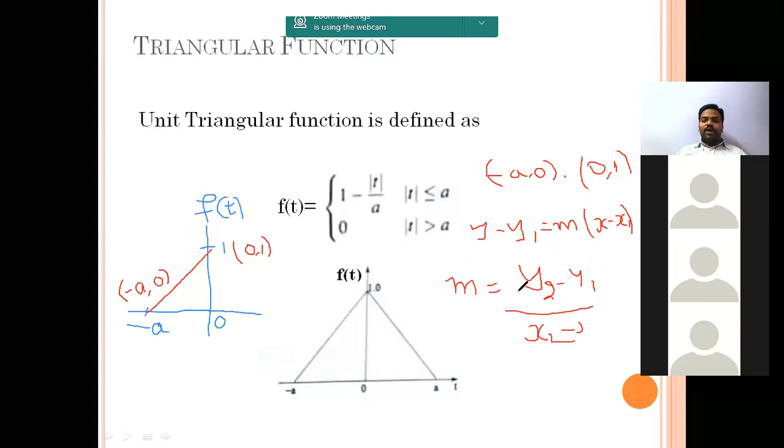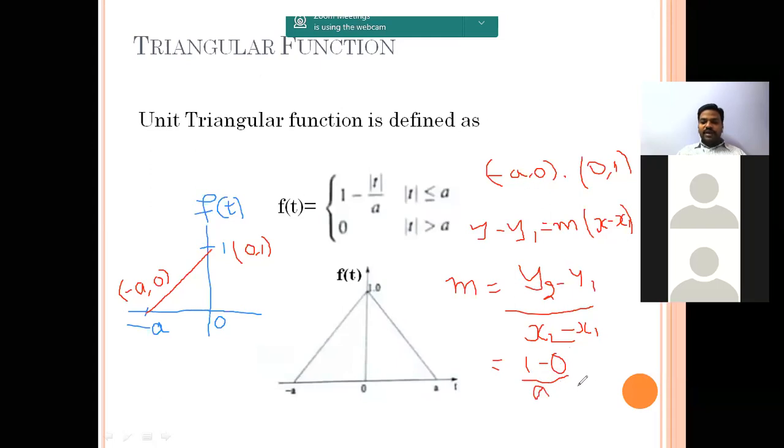Here minus a is x1 and 0 is x2. Sorry, the points are x1 y1 and x2 y2. So what is y2 here? y2 is 1 and y1 is 0, so 1 minus 0. Similarly, x2 minus x1 is 0 minus of minus a, which you will get as a. So m is equal to 1 by a.